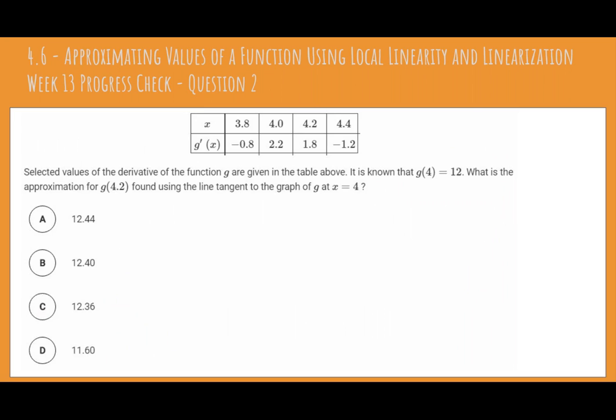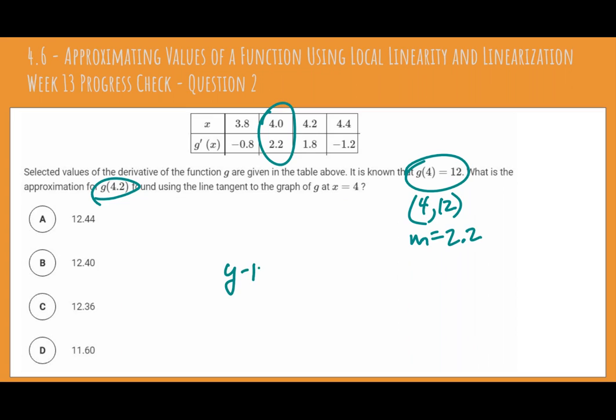Number 2 is really similar, so I'm going to go through it a little bit more quickly, but we want to approximate g of 4.2 using a tangent line to g at x equals 4. So at x equals 4, we're going to be using this derivative here, and we have the value of the function at that point, so that gives us the point (4, 12). It has a slope given by the derivative, which is 2.2. So we have y minus 12 is equal to 2.2 times (x minus 4).